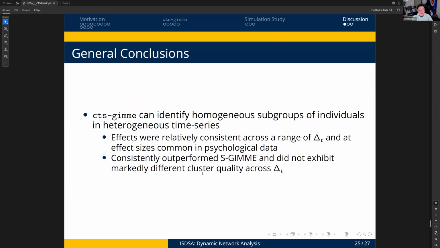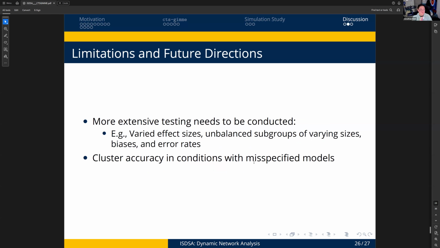Continuous time gimme can identify homogeneous subgroups of individuals in otherwise heterogeneous samples, and effects were relatively consistent across a range of sampling rates at effect sizes commonly seen in psychological data. So these were like 0.2 in magnitude. And it consistently outperformed sgimme and did not exhibit markedly different cluster qualities. So it was relatively consistent.